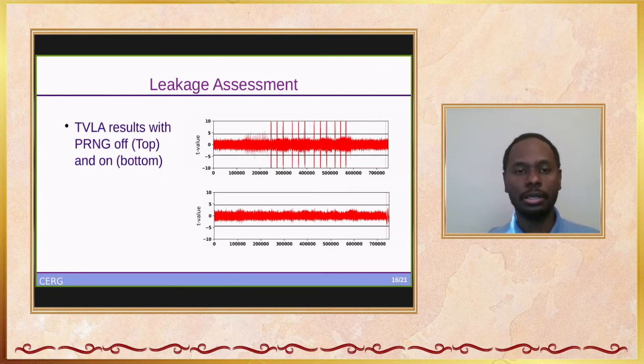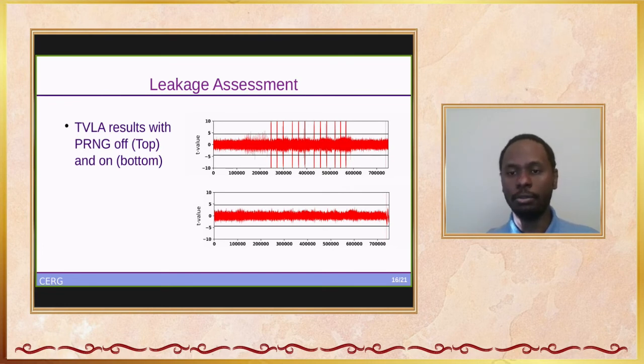So here I'll briefly discuss the results. To assess the security of our design, we performed leakage assessment using the test vector leakage assessment methodology. On the top, you see the graph on our protected implementation while the random number generator, the PRNG, is disabled. Once you disable the PRNG, you're basically disabling the countermeasures that you're using. We can clearly see that there is a leakage, and this is what we expect. This also shows that our setup is able to distinguish leakages.